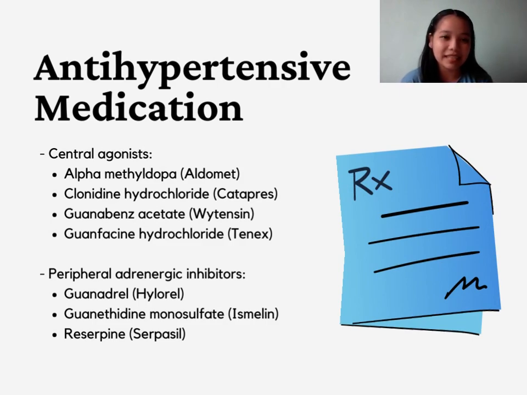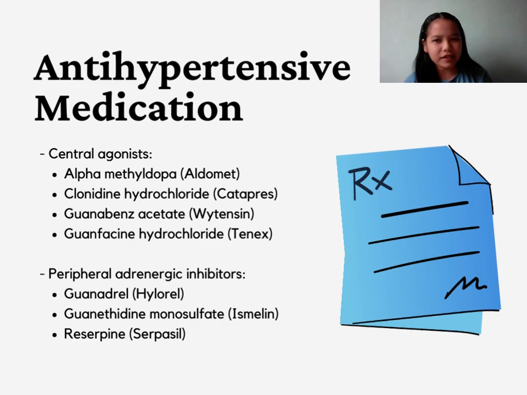We are not yet done with antihypertensive medication because we also have central agonists, which help decrease the ability of blood vessels to contract. These central agonists have a different nerve pathway than the alpha and beta blockers, but they accomplish the same goal of reducing blood pressure. Common central agonists include alpha-methyldopa, clonidine hydrochloride, guanabenz acetate, and guanfacine hydrochloride.